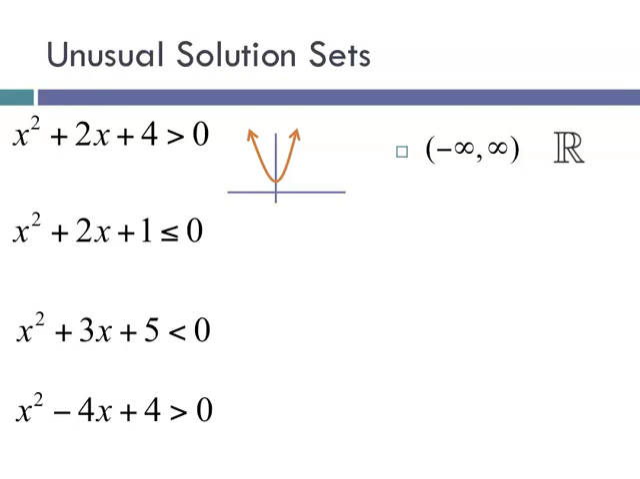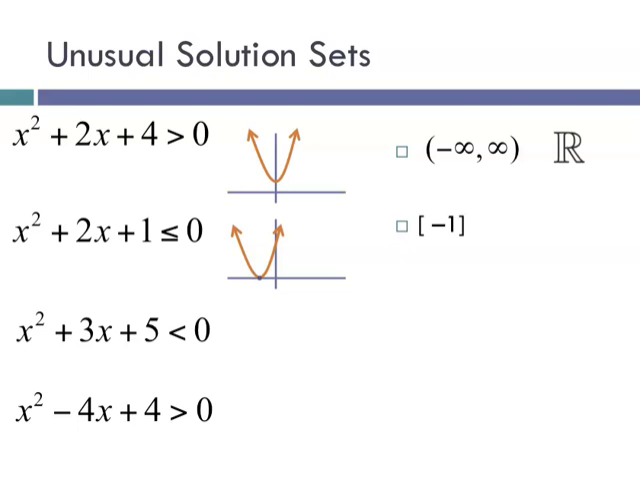In this next one, x squared plus 2x plus 1 is less than or equal to 0. This is a parabola that just touches the x-axis at its vertex. So in this case, where is it less than or equal to 0? Well, it's not less than 0 anywhere, but it is equal to 0 right at that vertex. So this is an example where you just have a single point for a solution.